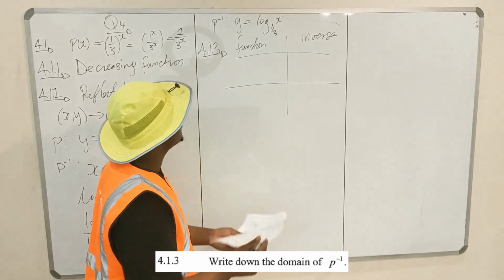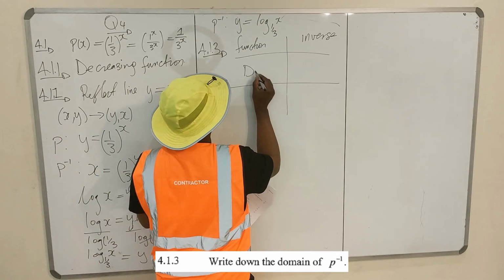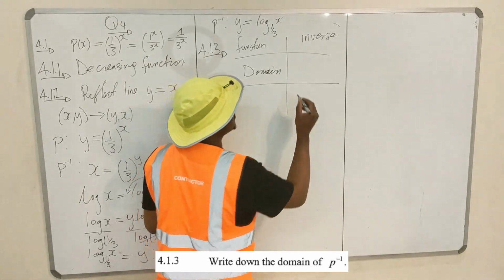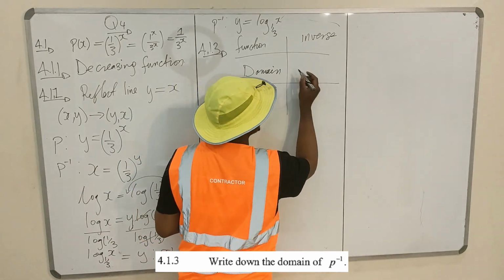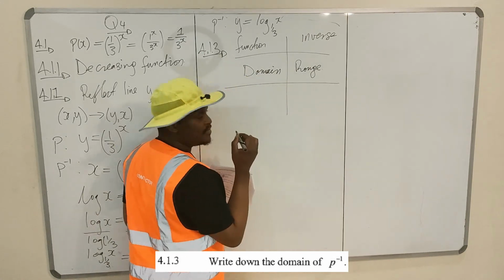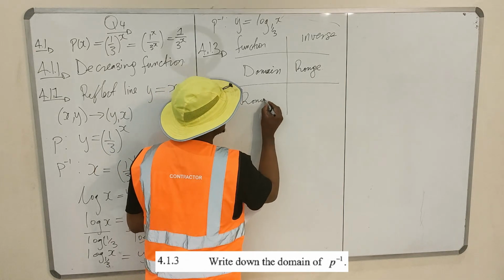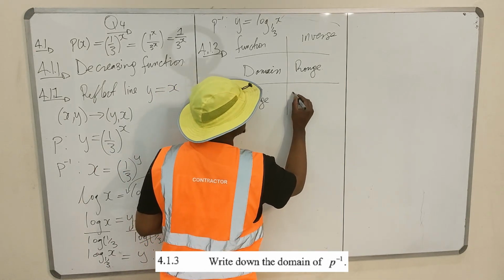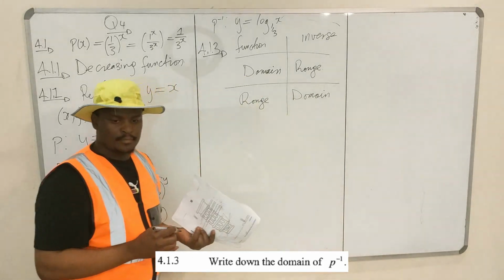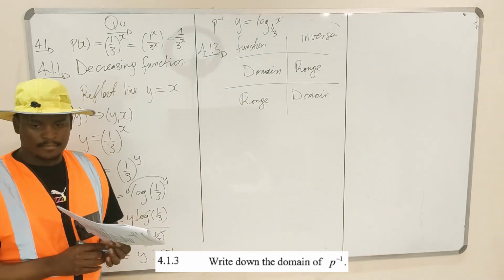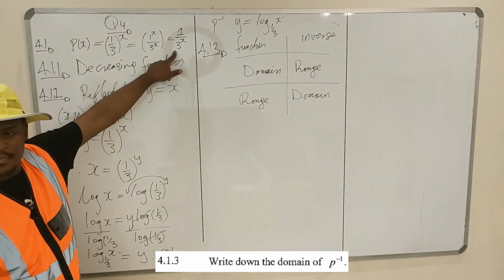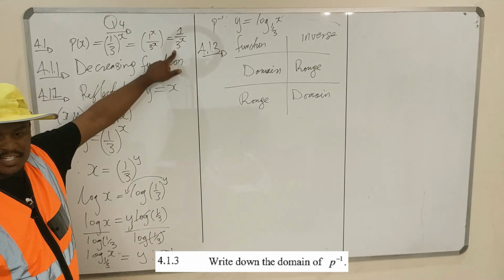Do you understand? Which means the domain of this function will be similar to what? The range. It will be similar, not the same. It will be similar to the range. And your range here will be similar to what? Your domain, the domain of this function. Are we happy? Yes.